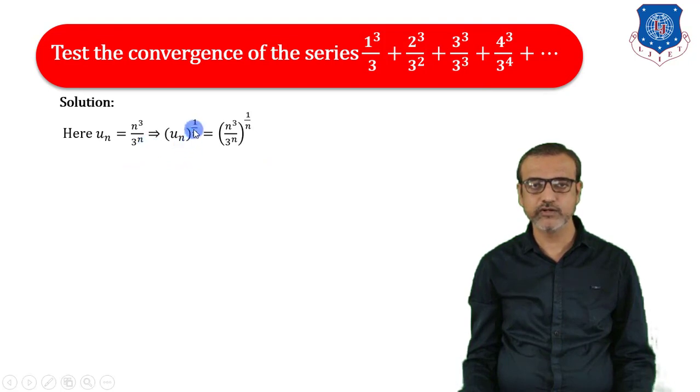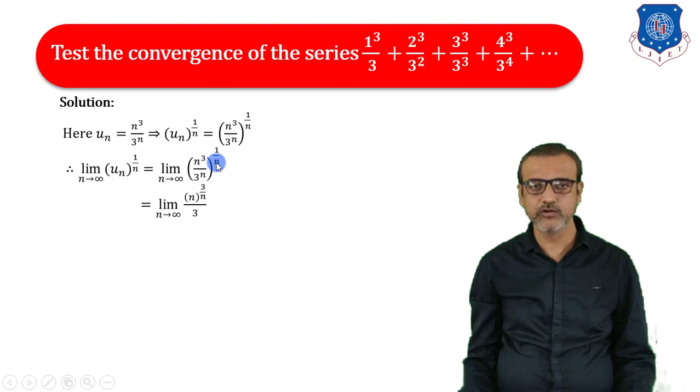Now we will find un raised to 1 upon n, that is equal to n cube upon 3 raised to n the whole raised to 1 upon n. Therefore limit n tends to infinite un the whole raised to 1 upon n is equal to limit n tends to infinite n cube upon 3 raised to n the whole raised to 1 upon n. So this is equal to limit n tends to infinite n cube the whole raised to 1 upon n, which becomes n raised to 3 upon n, and upon 3 raised to n the whole raised to 1 upon n, which becomes 3.